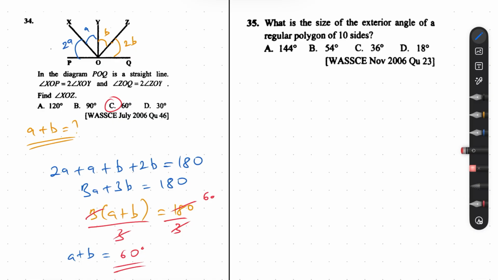The question says, what is the size of the exterior angle of a regular polygon of 10 sides? We know that the formula for finding the exterior angle of a regular polygon is 360 divided by n. We've been given n as 10, which is the number of sides. So 360 over 10 gives us 36 degrees. That is our answer, which is C. That is the size of the exterior angle.